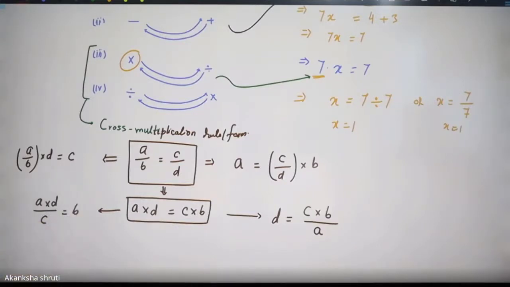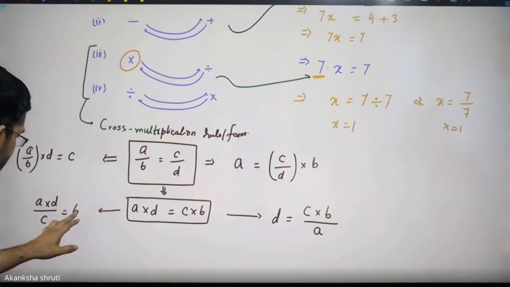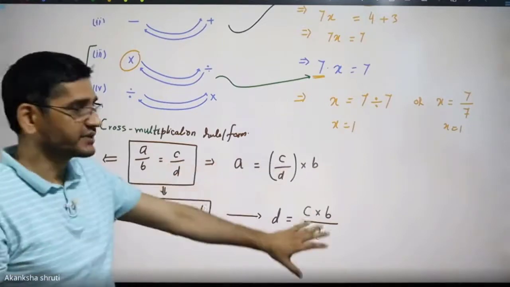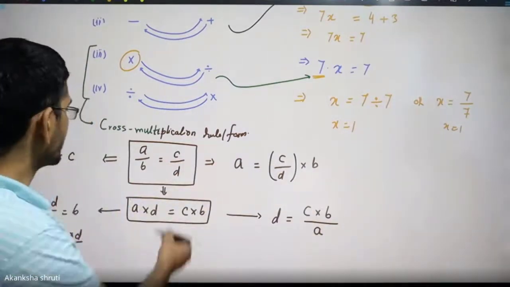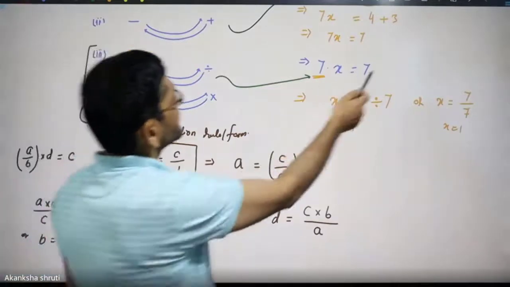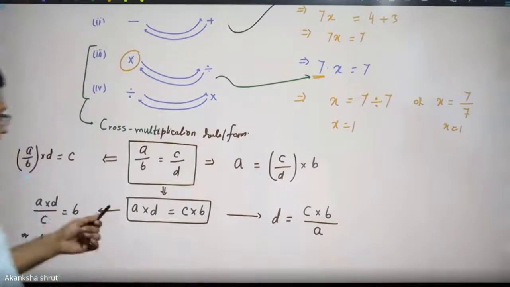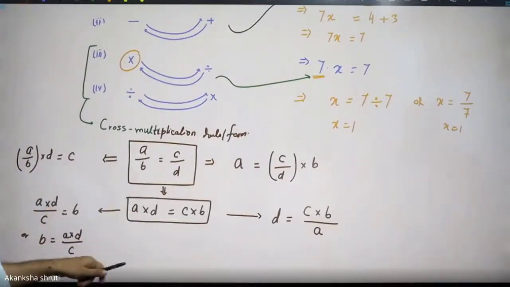Student, it doesn't matter whether you are writing the single B on the right hand side or on the left hand side, both mean the same thing. Or simply B is A into D by C. So all the equations are the same. Okay. So these are the different forms that we are using. Now applying this, we are going to solve some of the equations. All the students are getting this? So this is called the cross multiplication rule.